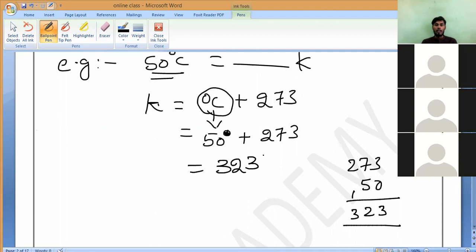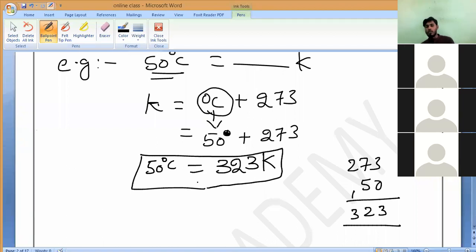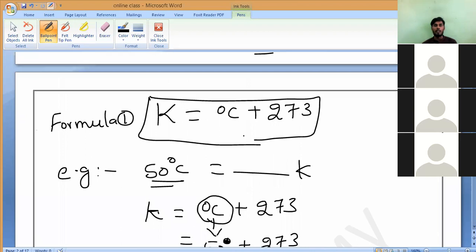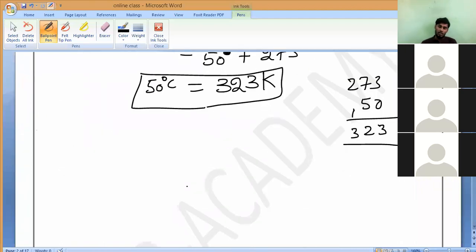So I can write 50 degrees Celsius, which is equal to how much? 323 Kelvin. We will use this relation when they have given degrees Celsius and they are asking for Kelvin, then we will use this relation. Is it okay?